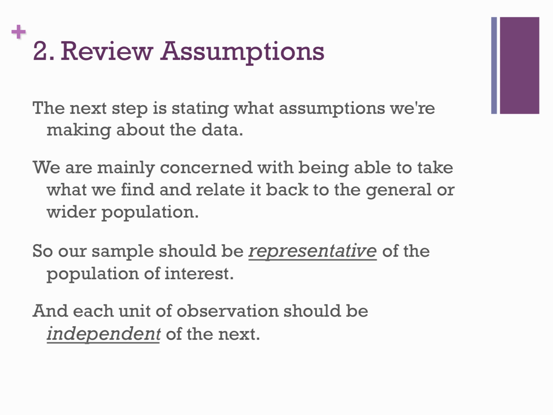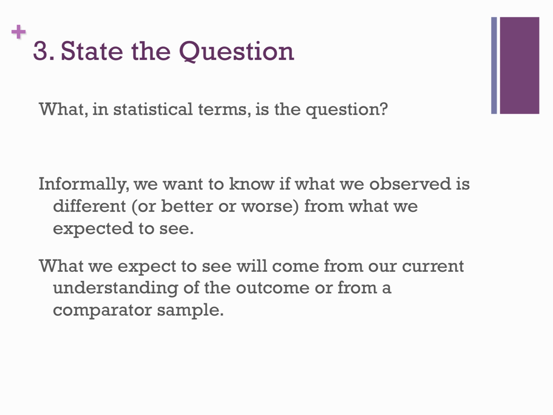After we've chosen the proportion, we're going to review the assumptions associated with that. The next step is stating the assumptions that we're making about the data. There are two concerns here at present. We'll elaborate on the assumptions once we choose our statistic that we'll be using. We need to look at representativeness of the population of interest and that each unit of observation should be independent of the next.